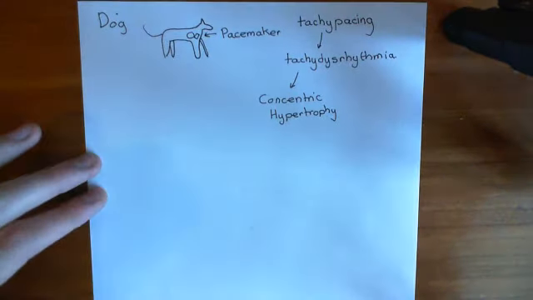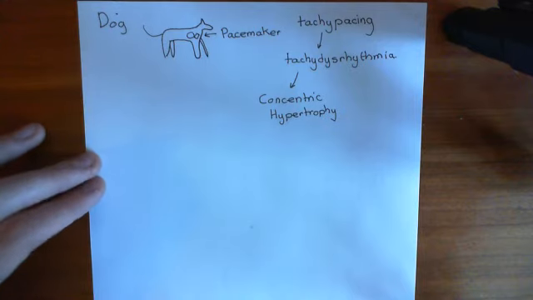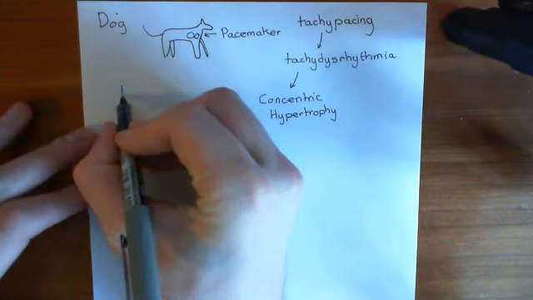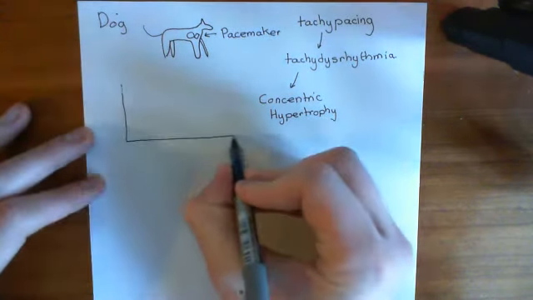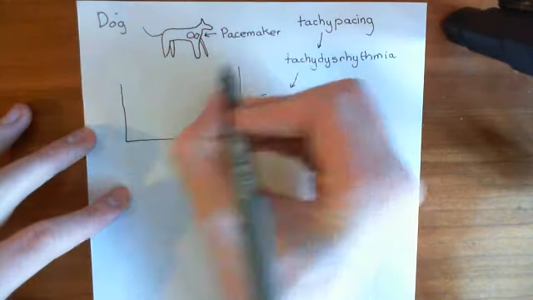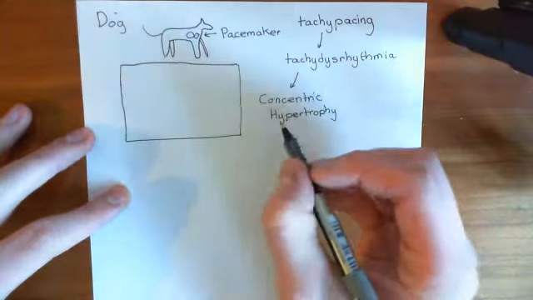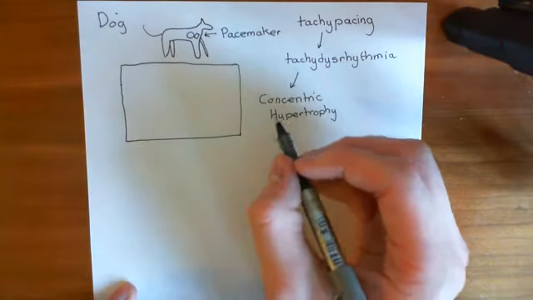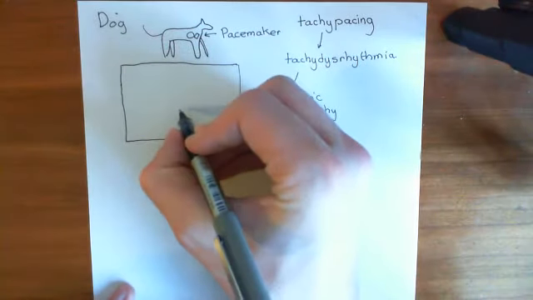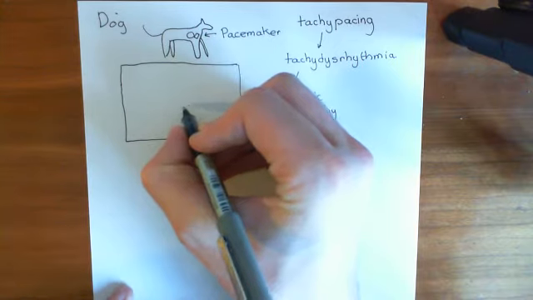So we extract the heart cells from the dog, and what we're going to do is measure the amount of calcium that is in the sarcoplasmic reticulum within these heart cells. So here we have our concentrically hypertrophied cardiomyocyte. Okay, and what we want to see is how much calcium is stored within the lumen of the sarcoplasmic reticulum.